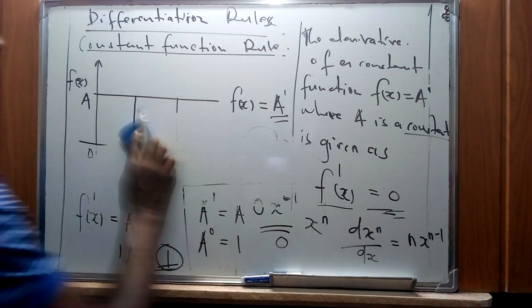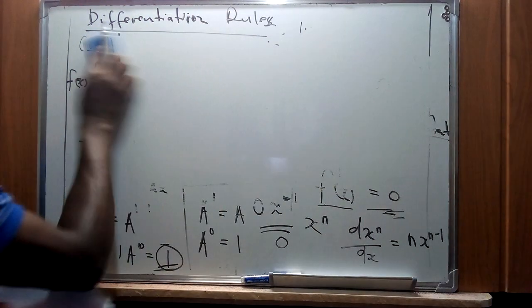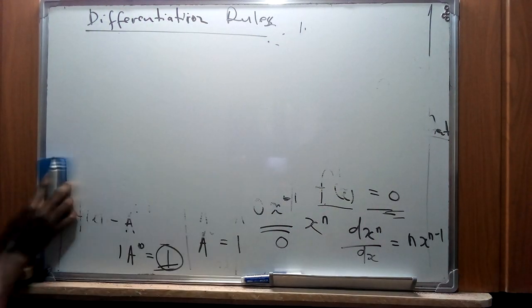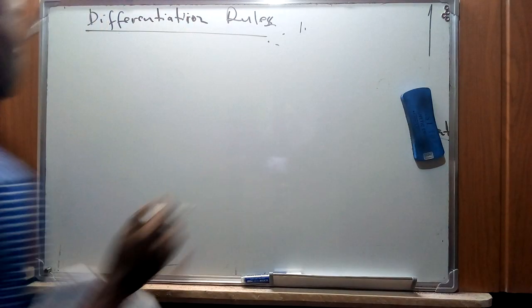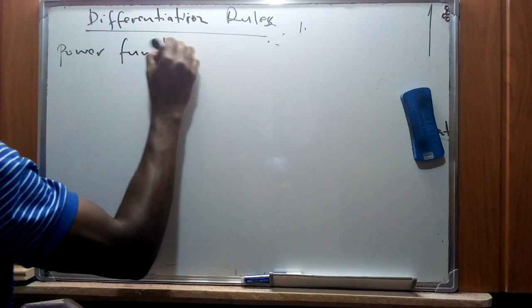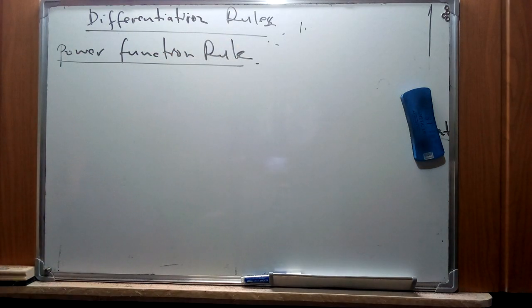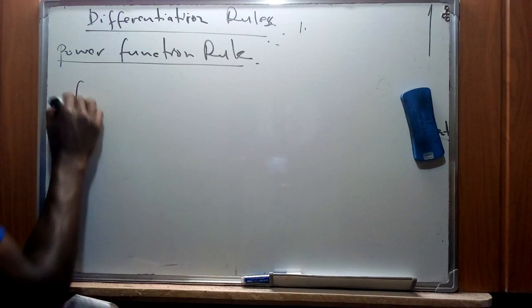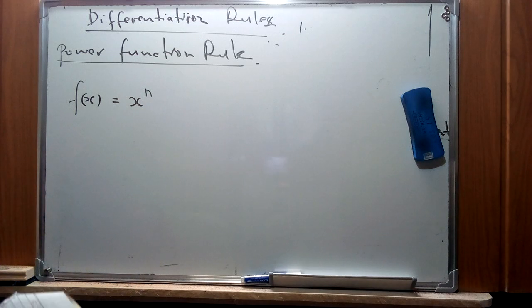And next we are going to look at the concept of the power function rule, which we have partially mentioned in trying to explain this constant function rule. So for the power function rule, we say that the derivative of a function f(x) given as x to power n, where n is a positive integer, and in any case, of course, it can just represent an arbitrary constant.